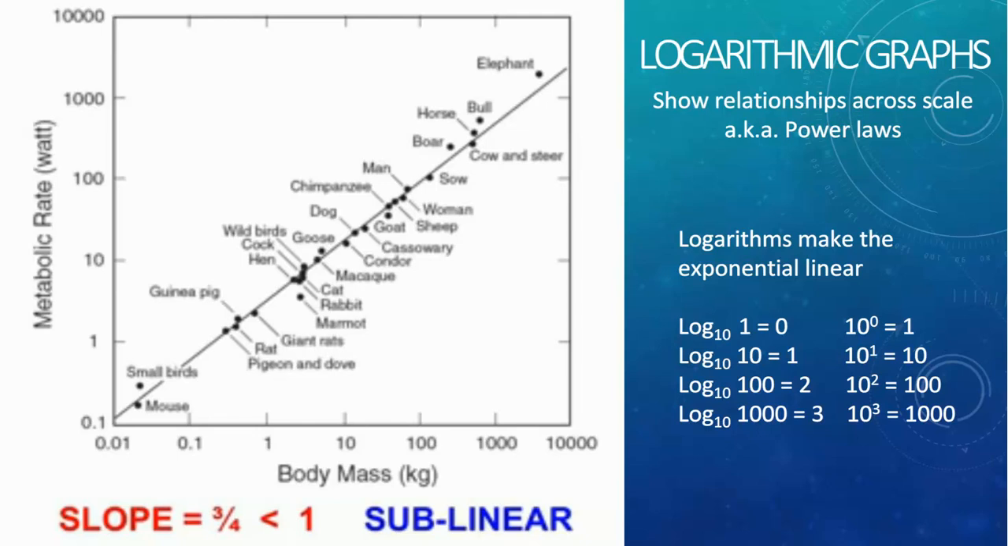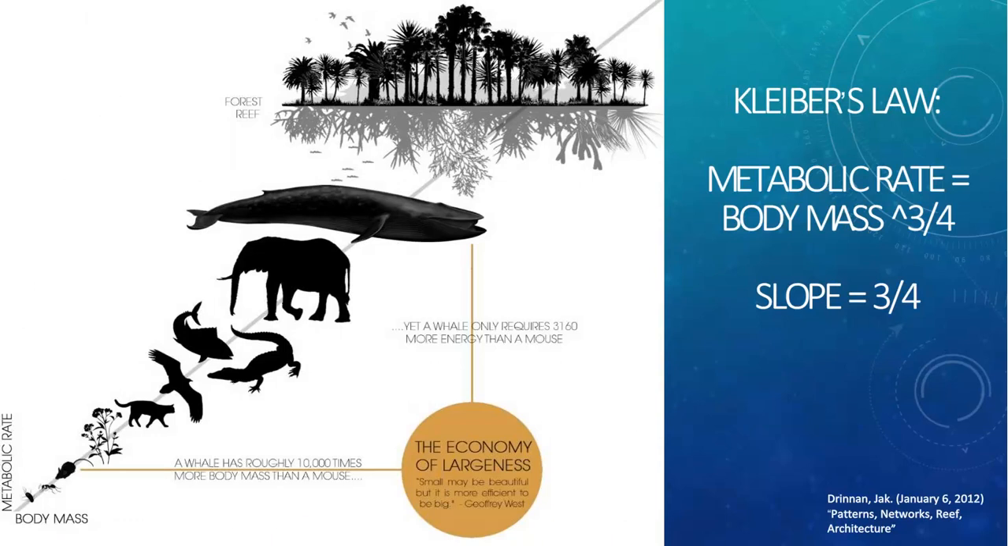And because this line does not go straight up to the corner, which would be a linear relationship, but falls slightly below that corner, it's a sublinear relationship. So it's getting more efficient. As animals get larger, they use energy more efficiently. Here's another way to look at the same thing.